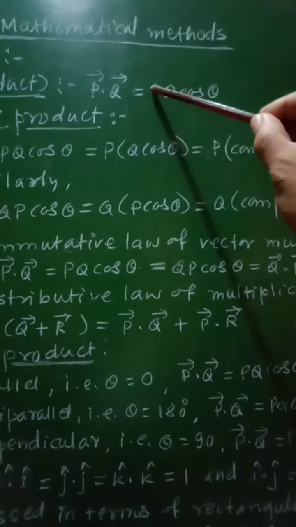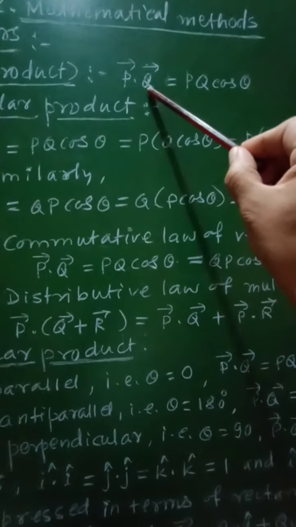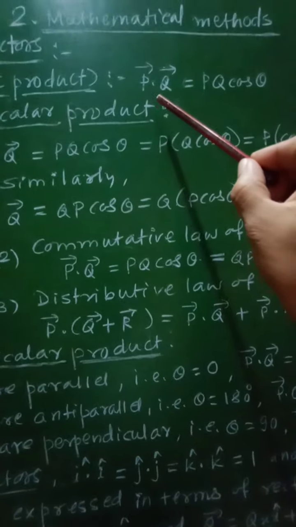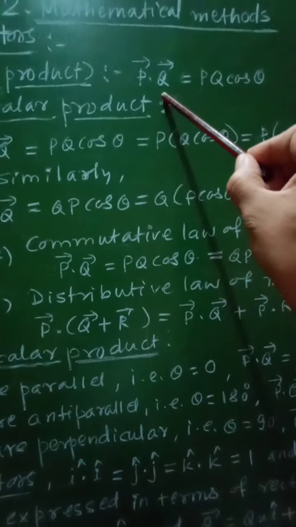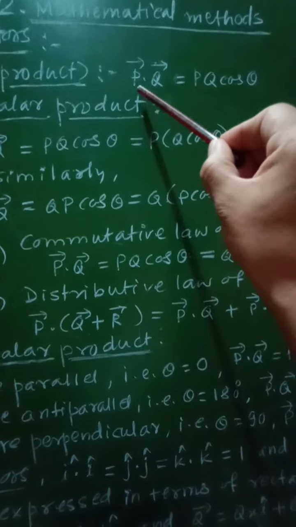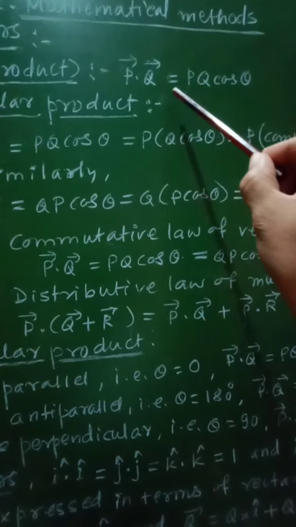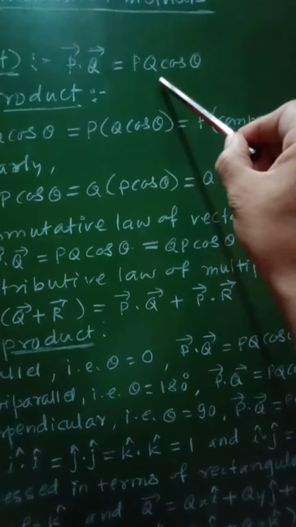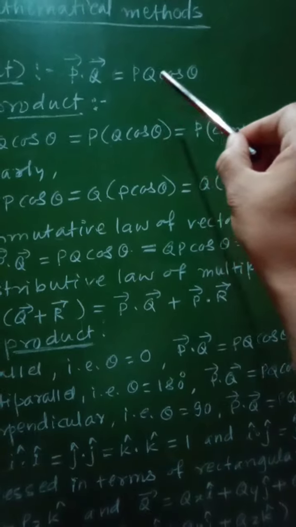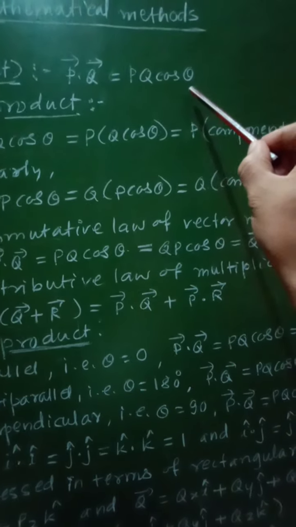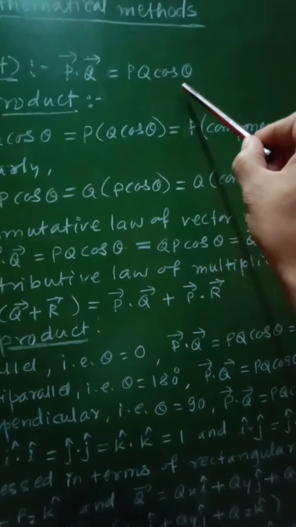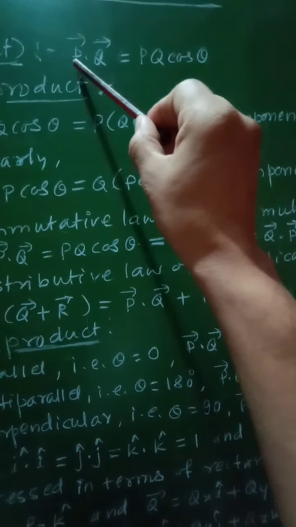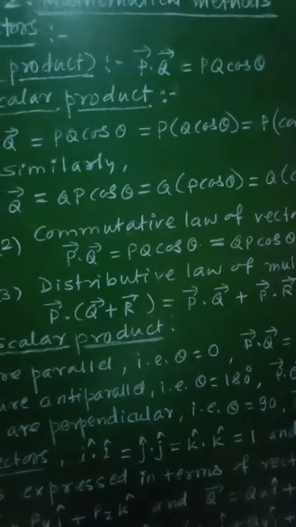Now let us see this one example. There are two vectors, vector p and vector q. Their scalar product or dot product will be written as vector p dot vector q, and whose result will be equal to, according to definition, the product of the magnitudes of two vectors and cosine of the angle between them, that is p q cos theta. So here theta will be the angle between vector p and vector q.